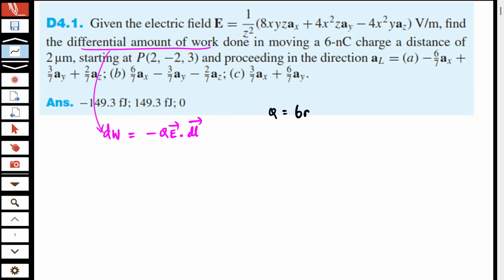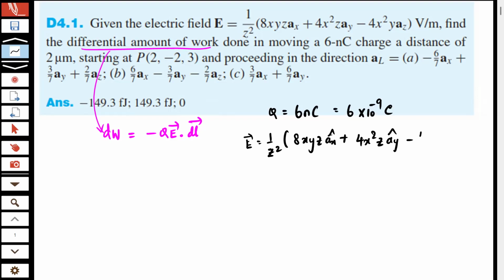Charge Q is given as 6 nanocoulomb. We know nano is 10 power minus 9. And the E vector is also given. The vector E is given as 1 by z square, 8xyz ax cap, plus 4x square z ay cap, minus 4x square y az cap volt per meter. This is the vector E given, and the distance dL is given as 2 micrometer. We can write micro as 10 power minus 6. Then aL cap is given.